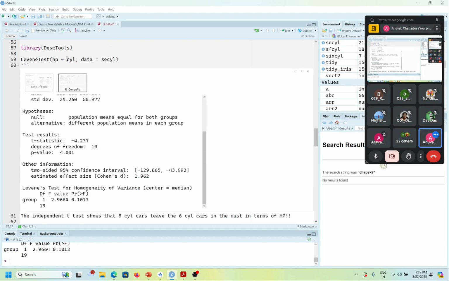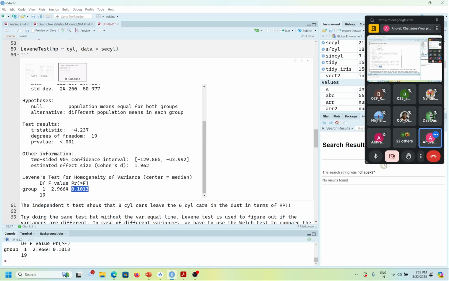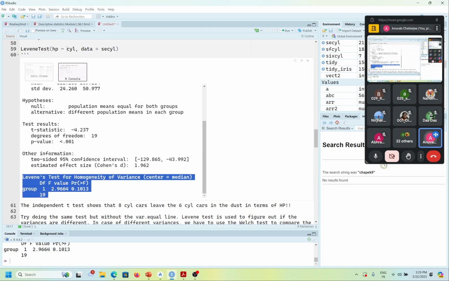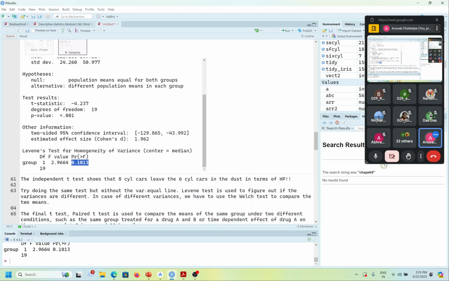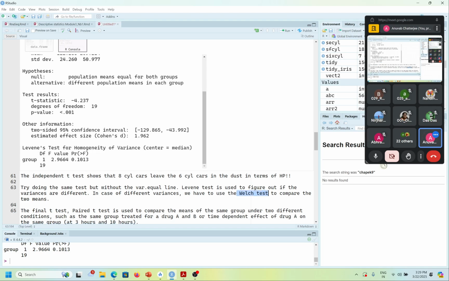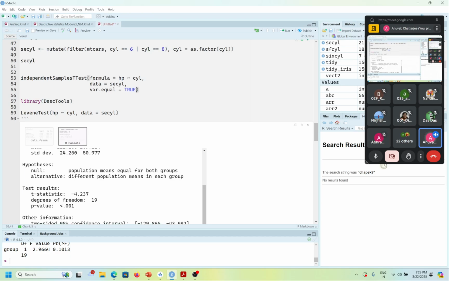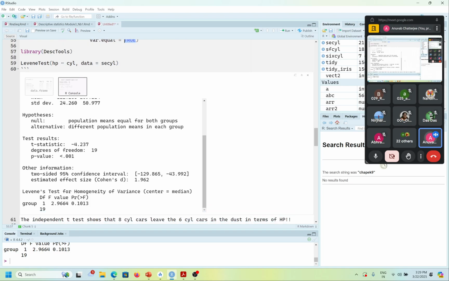When you run this, you see the p-value, so this is the Levene test for homogeneity of variance, and here the value that you want to look at is Pr greater than F, this value. This is essentially the p-value for the Levene test. If it is less than 0.05, then the variance is actually different, and in that case you will have to use the Welch test, which here is very easy. You just put this to false. If you put this to false, you will get the Welch test instead of the t-test, and then the calculation will be the same. You just look at the p-value and the means.